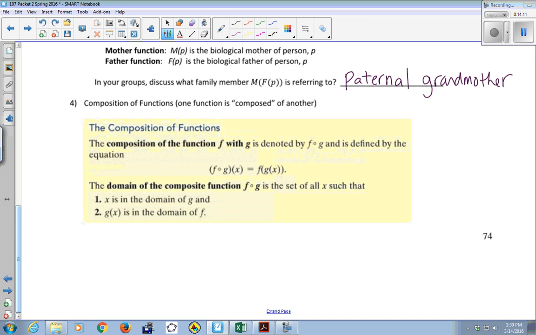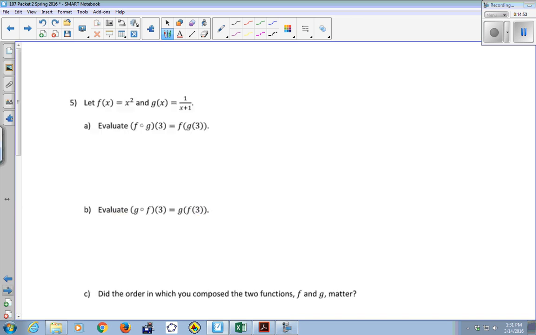All right, so here's the definition of how we compose functions. The composition of the function f with the function g is denoted by f little circle g. You've got to be careful. That's an open circle, which is different than a dot, right? The closed dot means multiplication, and that open circle means composition. So that composition circle just means f of g of x. It means take g, plug it into f. For the domain of the composite function, x has to be in the domain of g, and g of x has to be in the domain of f. So we'll do an example to make that clear.